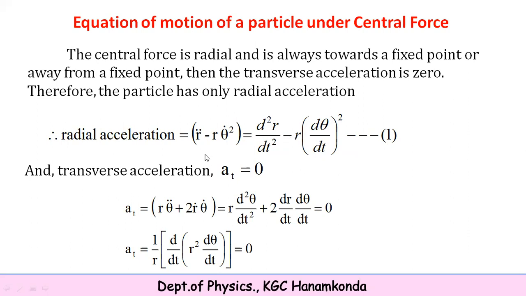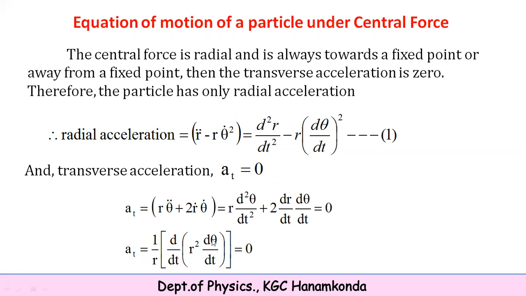But we have just discussed that the particle has only radial acceleration. Therefore, the transverse acceleration a_t is 0 here. We know the formula for transverse acceleration, r theta double dot plus 2 r dot theta dot, which is written as r into d square theta by dt square plus 2 dr by dt into d theta by dt, equal to 0, because there is no transverse acceleration at all on the particle, as the force is always directed along the radius vector.